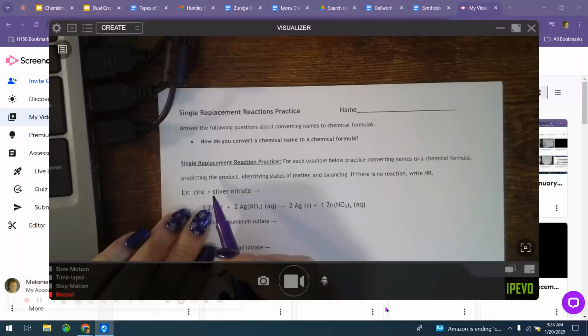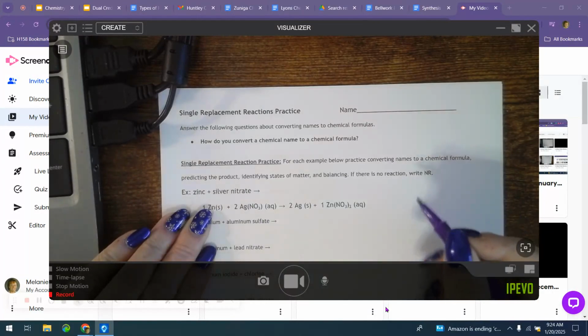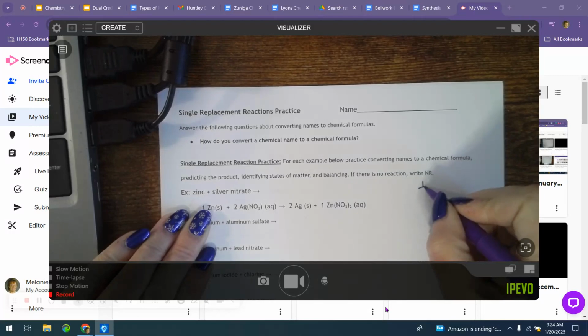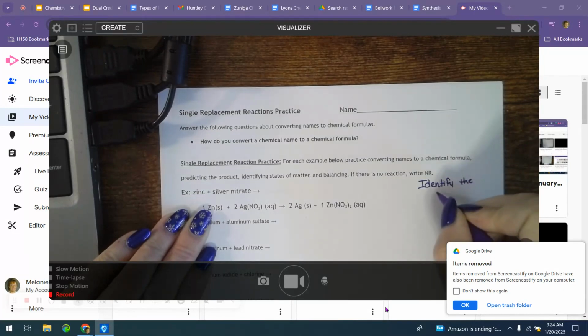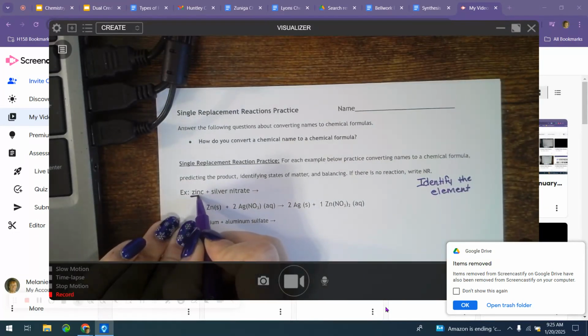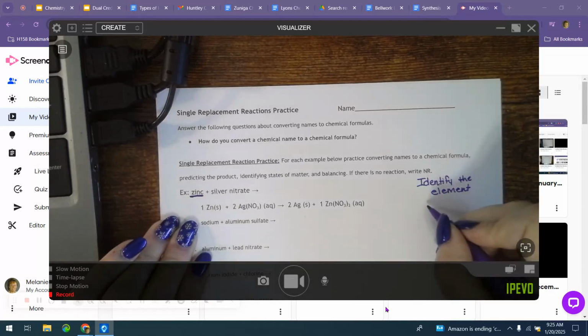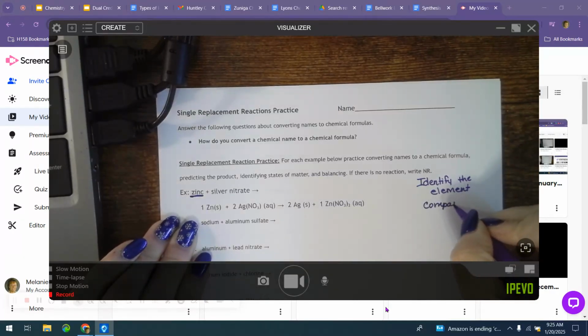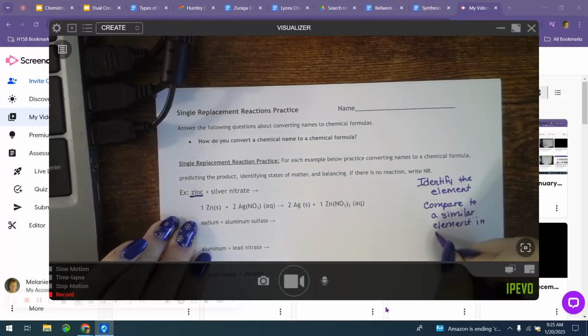Okay, so if we look at this example, we have zinc plus silver nitrate. The first thing that you want to do is identify the element. The element is always going to be the thing that is just the single type of atom. Then you're going to compare to a similar element in the compound.